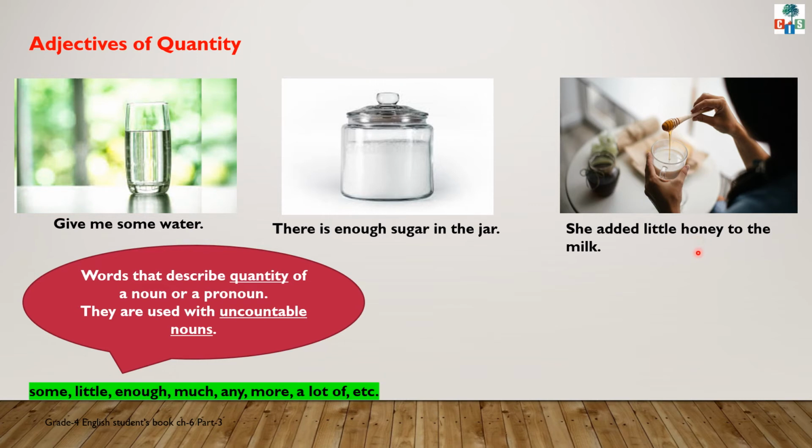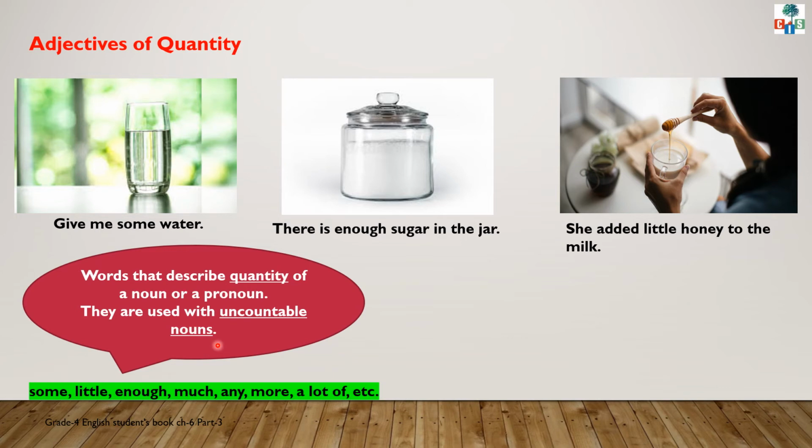And before this noun, I have used the word little. So, little describes honey. So, the adjective of quantity is little in this sentence. What is an adjective of quantity, children? Words that describe the quantity of a noun or a pronoun are called adjectives of quantity. They are used with uncountable nouns.